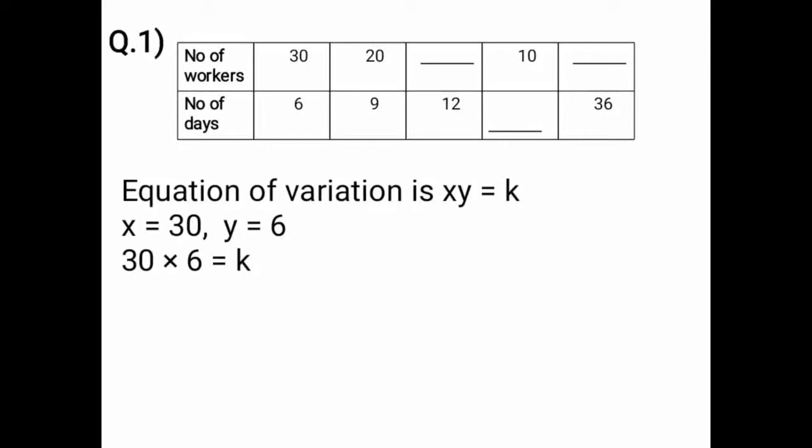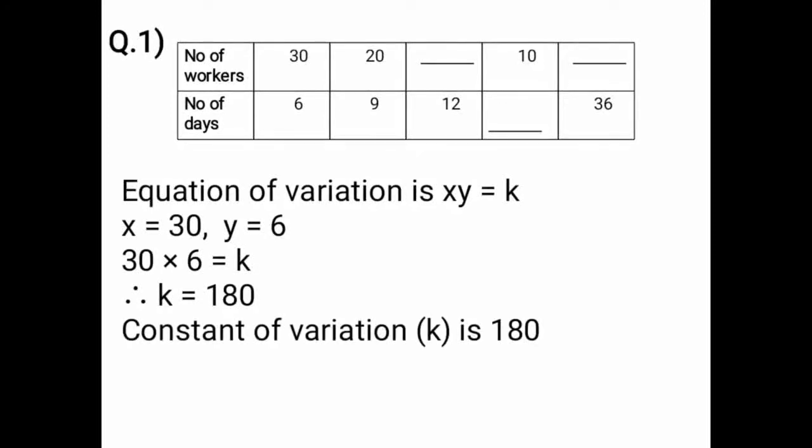30 into 6 is equal to k. In place of x, I wrote 30. In place of y, I wrote 6. I have substituted the values of x and y according to the equation of variation in inverse variation. Now multiply this. 30 times 6 is how much? 3 times 6 is 18, and in the unit place you have to add the 0. Then what will the answer become? 180. 30 times 6 is 180. Therefore, k is equal to 180.